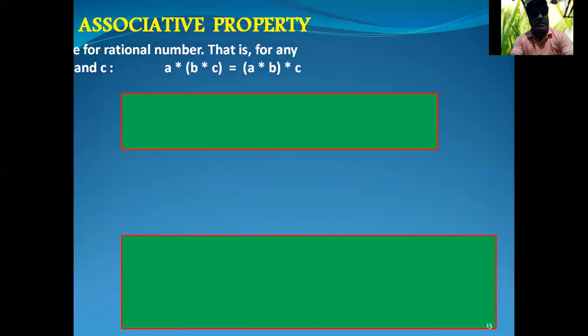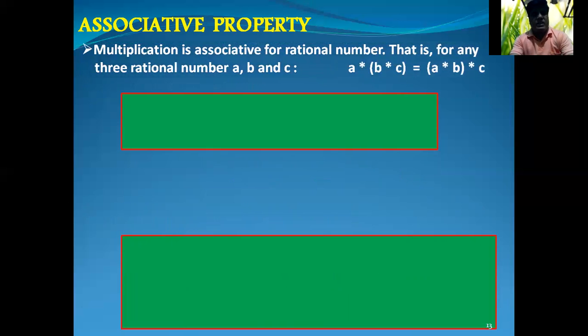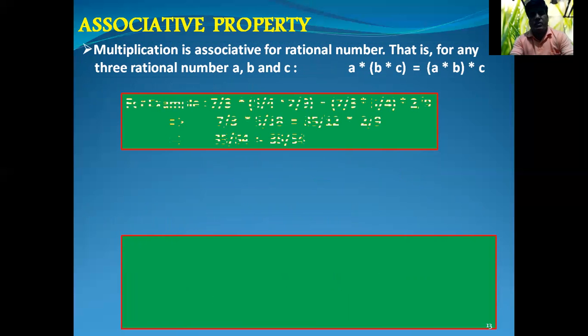We'll continue our study of rational numbers with the different properties, like the associative property. In this associative property, multiplication is associative for rational numbers. That is, for any three rational numbers a, b and c, a multiplied by (b multiplied by c) equals (a multiplied by b) multiplied by c. For this, an example is given in the box below.